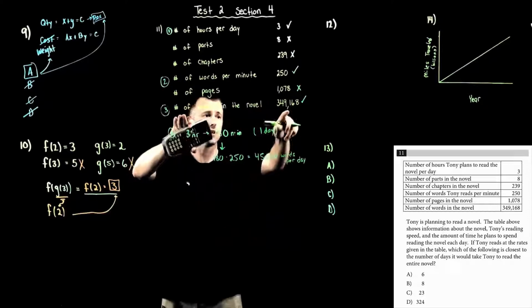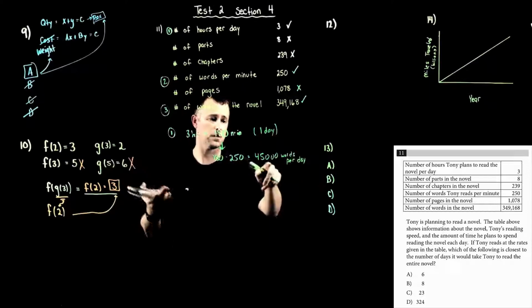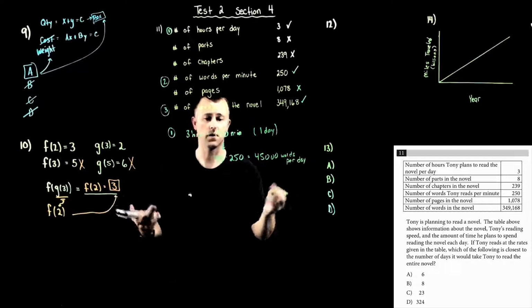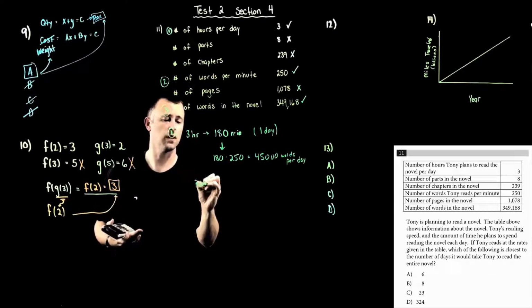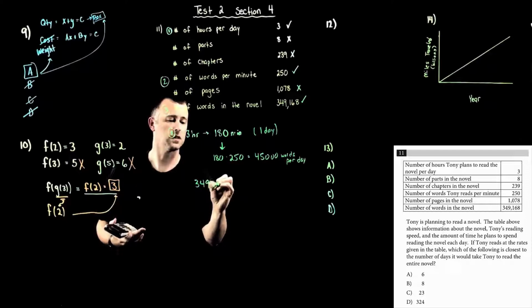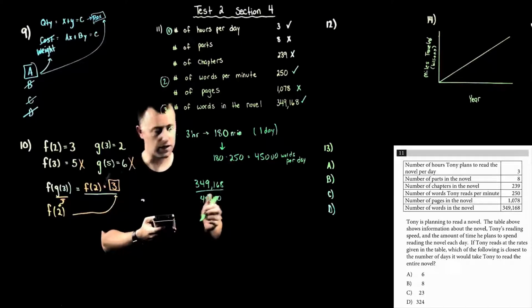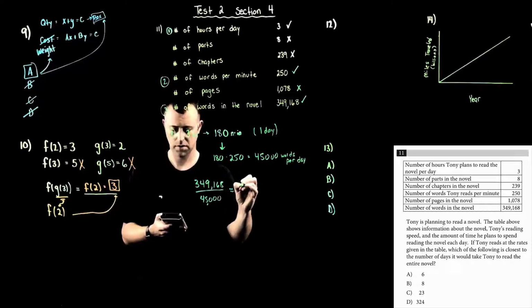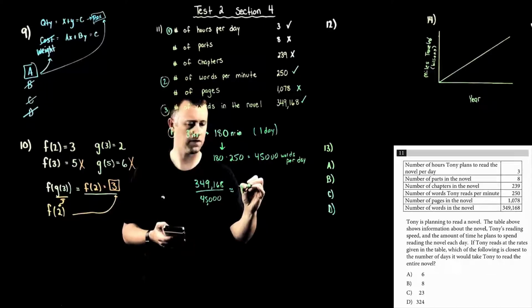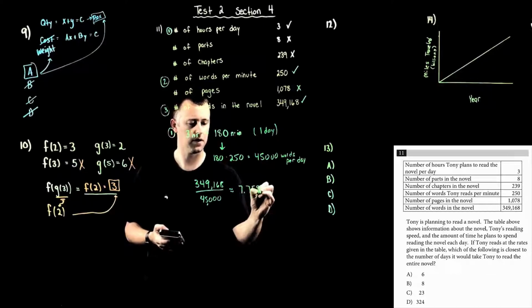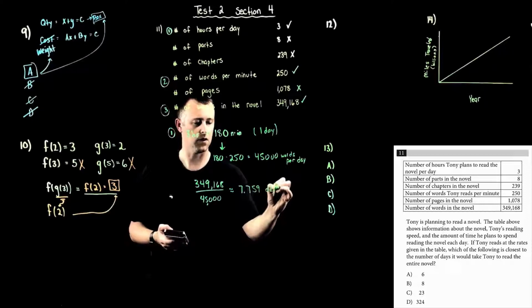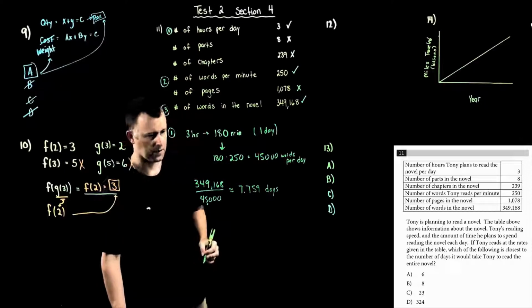Well, this is how many words there are in the entire novel. This is how many words I read in a day. I'm going to divide these two numbers, so 349,168 divided by 45,000. I plug those numbers in, and I'm going to get 7.759 days. That's how long it's going to take me to read this.